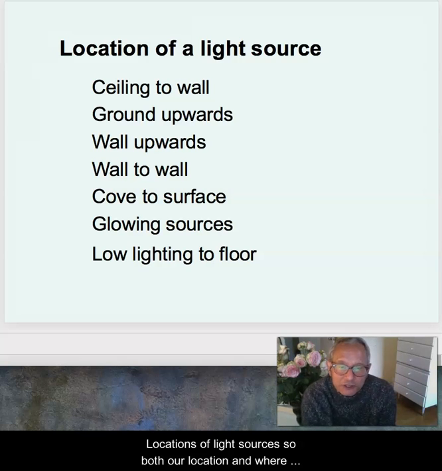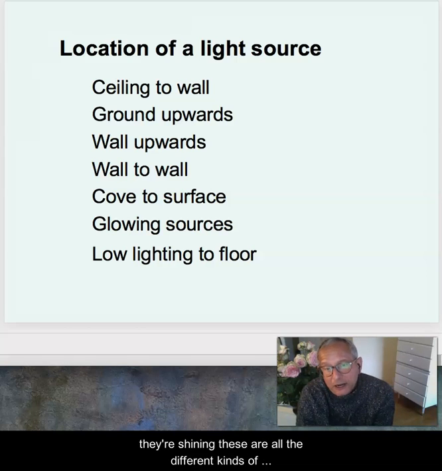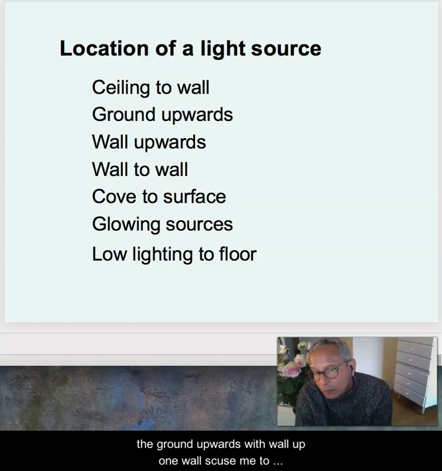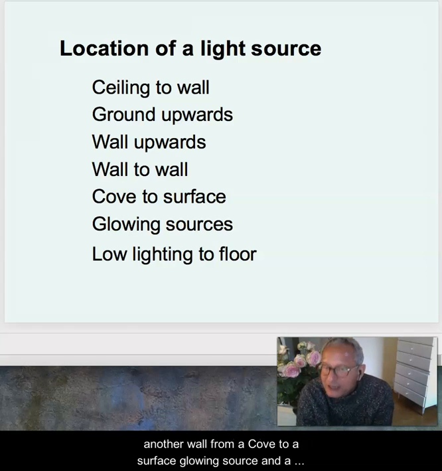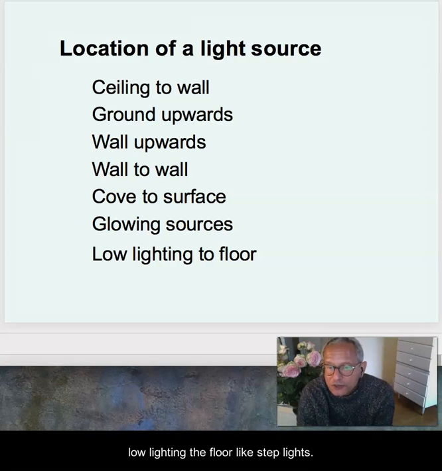Locations of light sources, so both their location and where they're shining. These are all the different kinds of combinations we can have. The most typical is ceiling to wall, but we can have more unusual things where we have from the ground upwards, from the wall upwards, from one wall to another wall, from a cove to a surface, a glowing source, and a low lighting to the floor, like step lights.